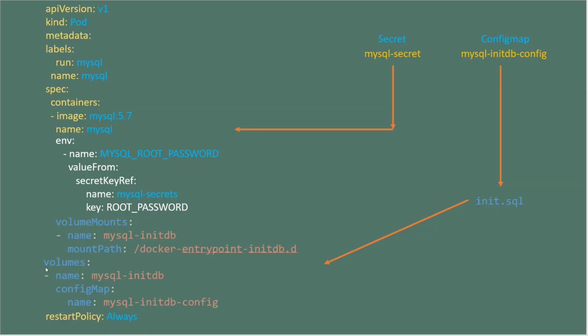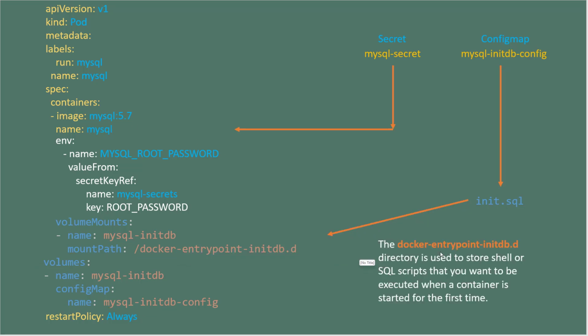Here we have to define a volume, give it a name, and then this key, config map. What's the name of the config map? Here we use this name. So you see we add it here. So here the volume. We need to mount it to the MySQL container. So volume mount, here the name of this volume, and where we have to mount it. We have to mount it to this directory.